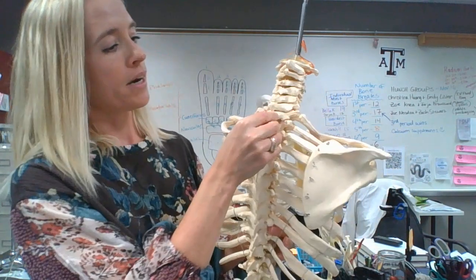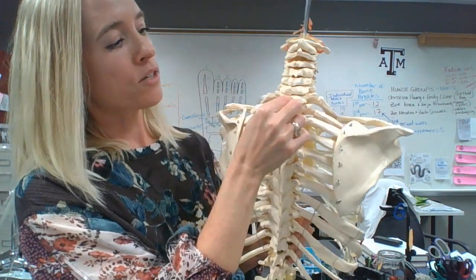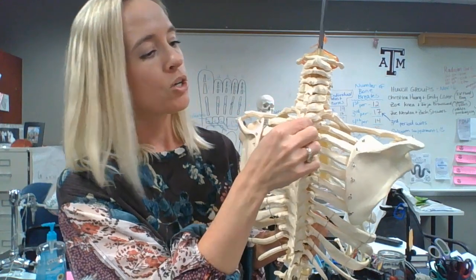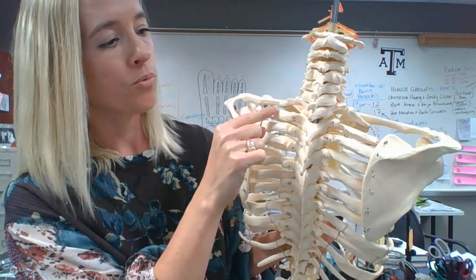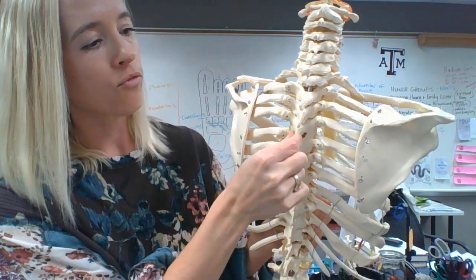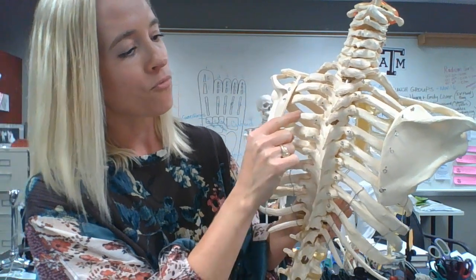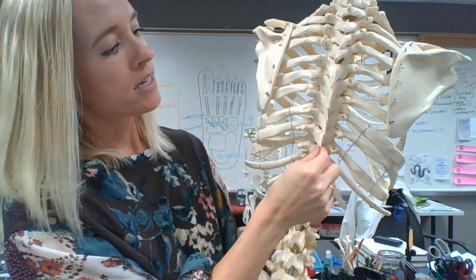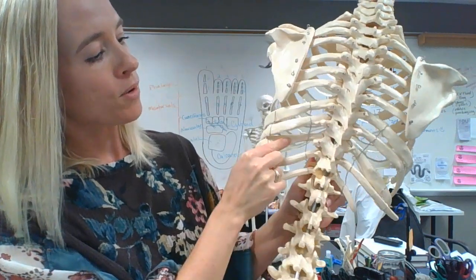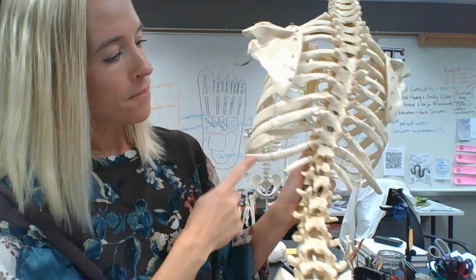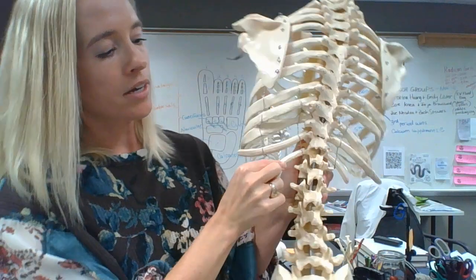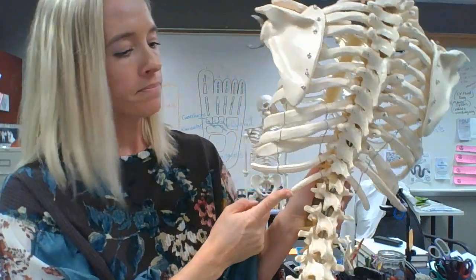On the thoracic vertebrae, each thoracic vertebrae is connected to a corresponding rib. So T1 right here is connected to rib 1, T2, rib 2, T3, rib 3, T4, rib 4, T5, rib 5, T6, rib 6, T7, rib 7, T8, rib 8, T9, rib 9, T10, rib 10, T11 is pointing to rib 11, which is a floating rib, and T12 is on rib 12, which is the final floating rib.